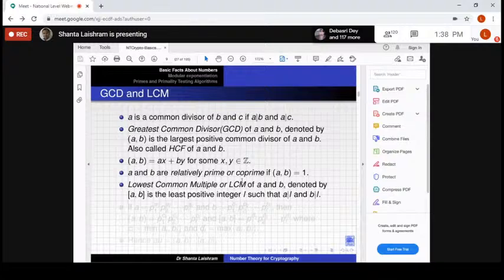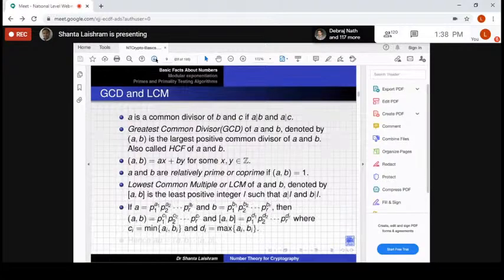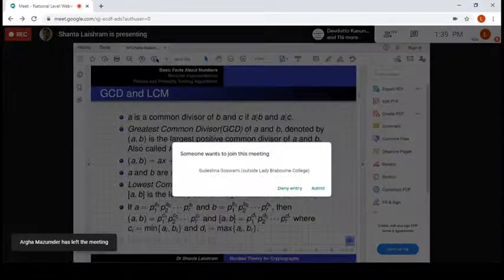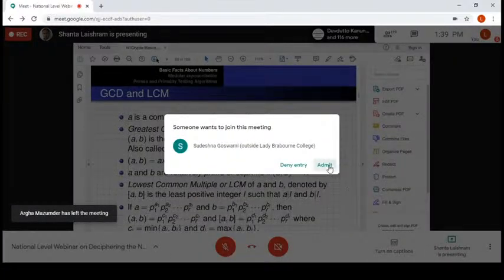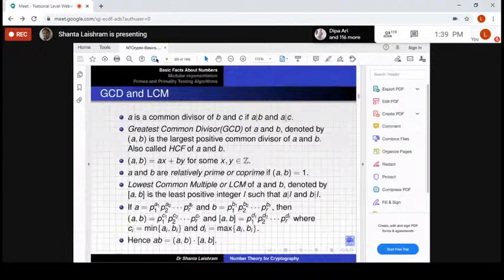So when GCD is 1, we call them relatively prime or co-prime. And similarly, the lowest common multiple, or LCM, is the least positive integer which is divisible by both A and B. And it's an easy exercise to show that if you know the prime factorization of A and B, then you can write GCD and LCM very easily.